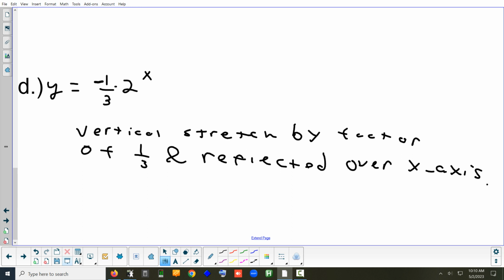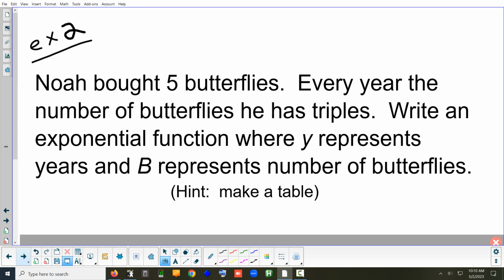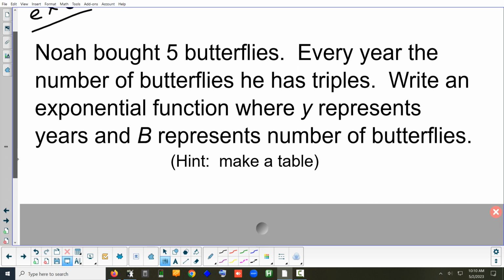All right, so let's look at an example now and see if we can come up with a formula. I think you already have this under example 2 on the back. It says Noah bought 5 butterflies. That's how many he starts with. And every year the number of butterflies triples. Write an exponential function that represents the number of butterflies after 5 years, 6 years, or however many years we want to go down the road.